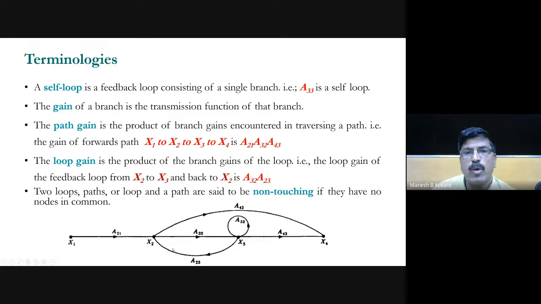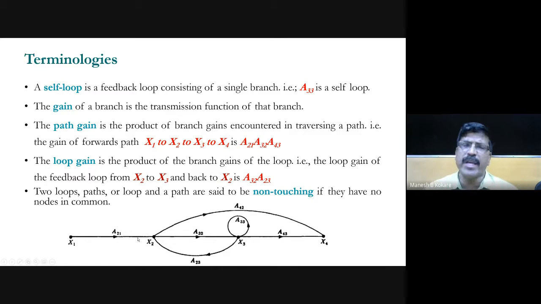What about loop gain? Loop gain will basically be the gain product of these branches. So A32 multiplied by A23. See, path gain is the product of branch gains encountered in traveling a path. That is the gain of the forward path from x1 to x2, x3 to x4, which is basically A21, A32, and A43. So this is one forward path. What about the loop gain? The loop gain is the product of branch gains of the loop. That is the loop gain of the feedback loop from x2 to x3. So this is A32, and from x3 to x2 it is A23. So this is the total loop gain, A32 times A23.